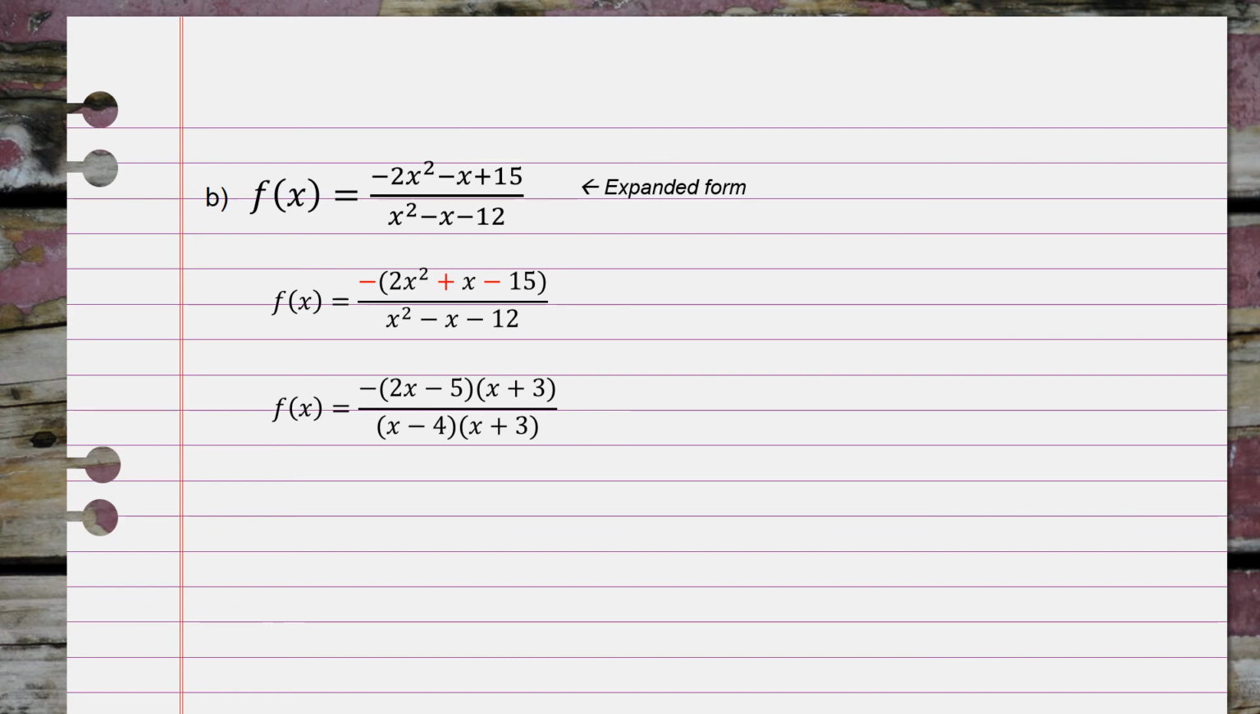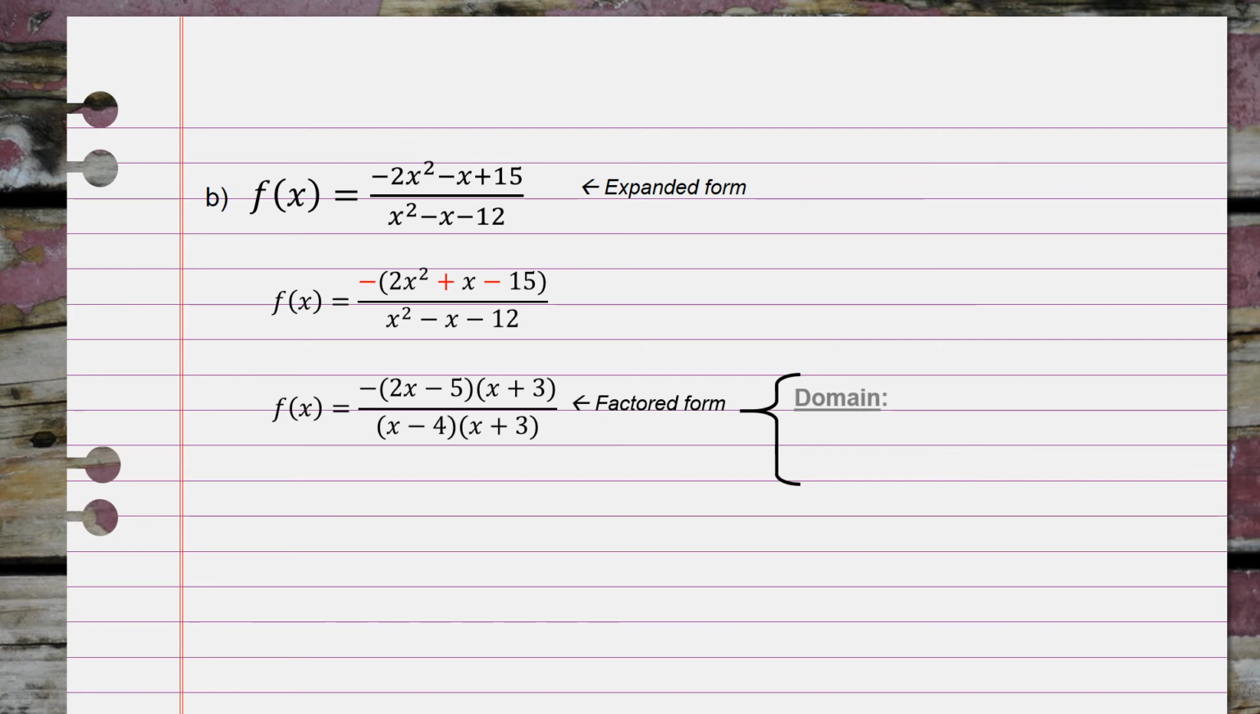In the numerator, remember we still have the negative that we factored out first, and then you should have a factor of 2x minus 5 and an x plus 3. In the denominator, it should factor into an x minus 4 and an x plus 3. So now we have the factored form. From the factored form, we can now identify the domain.